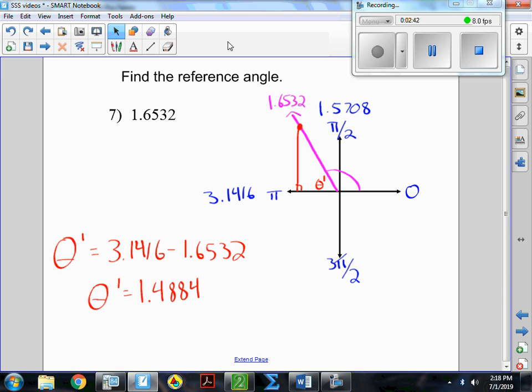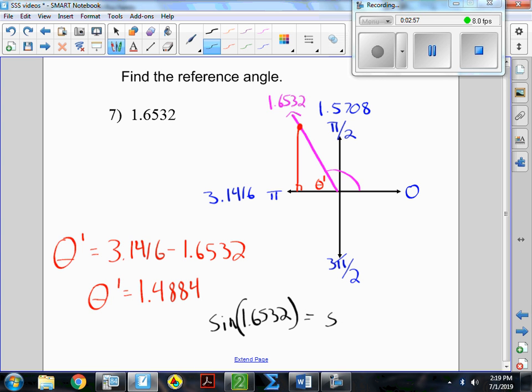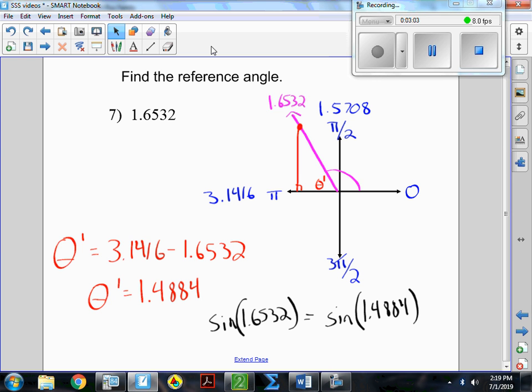If I want to check my reference angle, I need to pick a value. Since sine is positive in quadrants 1 and 2, I'm going to take the sine of both values. I should see that the sine of 1.6532 is equal to the sine of 1.4884, because that's the angle it's referring to in quadrant 1.